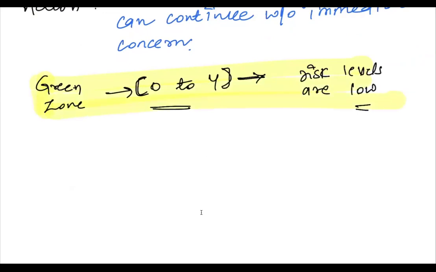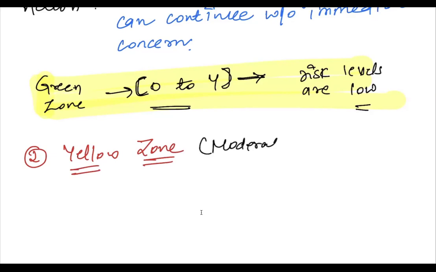Now let's see the yellow zone. And guys, once I explain this, we'll also see the Excel implementation so that it is easy for all of you to understand. So what is the yellow zone? The yellow zone is also called moderate risk. What is the range here? The range is between 5 to 9. For the green zone it was 0 to 4, here it is 5 to 9.